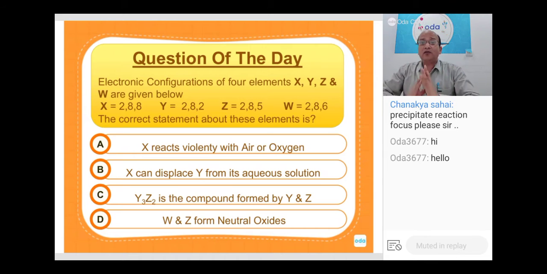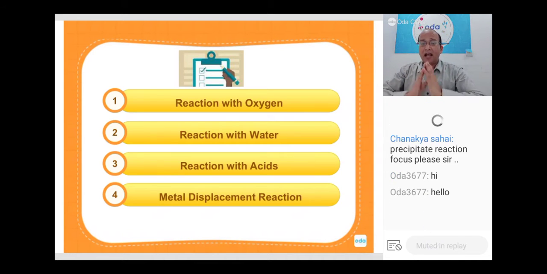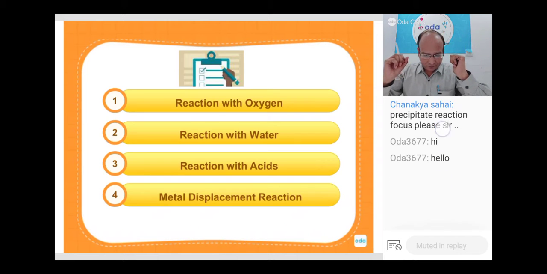If you can't solve it, you don't have to worry at all. Okay, because during the class we will learn many new concepts, and at the end of the class you will be able to solve such questions. Okay, so let's proceed forward. So what we are discussing today in metals and non-metals: reaction with oxygen, reaction with water, reaction with acids, and metal displacement reactions.